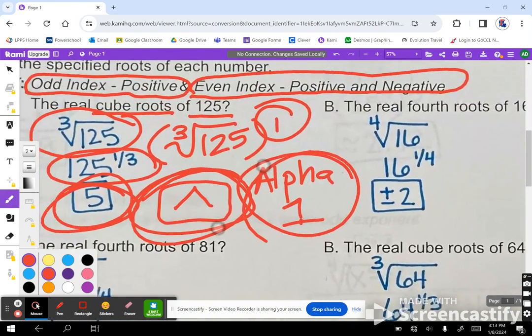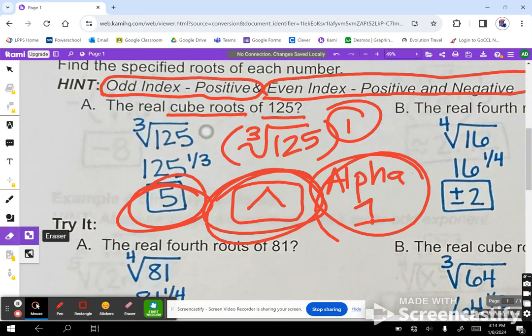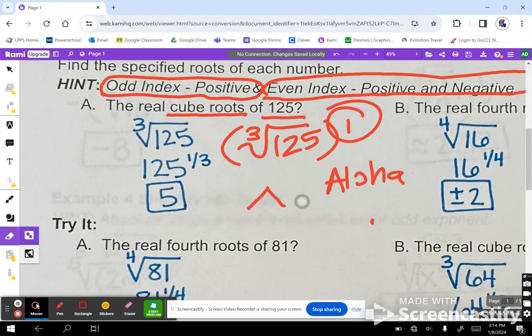Okay, so because our index is odd, because our index is 3, my answer is going to be only the positive answer, only positive 5.